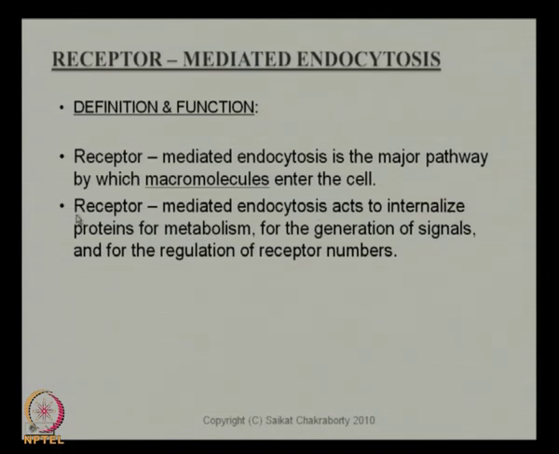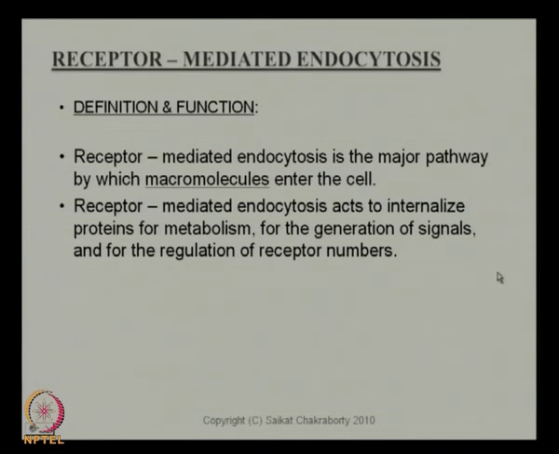So, the first one is internalization of protein for metabolism. As I said, macromolecules are larger molecules and there has to be a mechanism to bring them inside the cell. The mechanism of bringing them inside the cell is not as simple as it was for carrier mediated transport, where it just simply reacts. So, there is a mechanism, and this mechanism is called the process of internalization, and we will study this in much more detail today itself. The second one is the generation of signals.